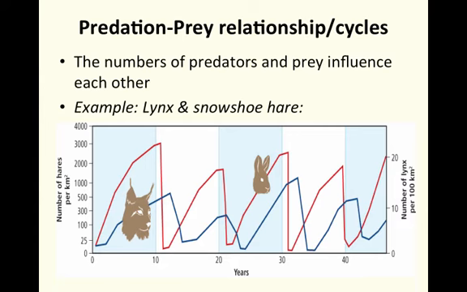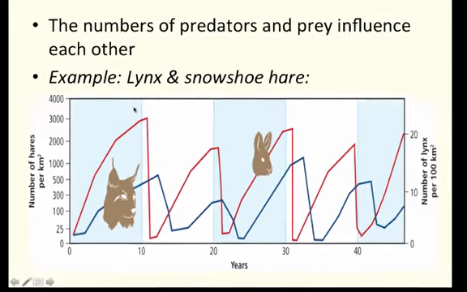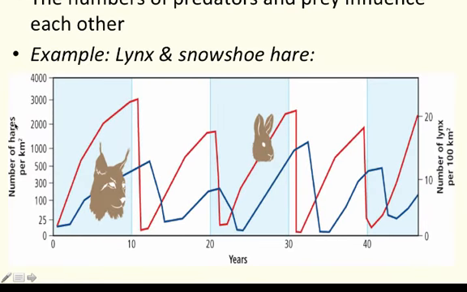So when we're looking at predator and prey relationships, we're looking at the numbers of predators and how that influences the prey, and vice versa. A common example that we look at here is the lynx and the snowshoe hare. This diagram shows, on the left-hand axis, the number of hares, and that is the red line that we see. On the right-hand axis is the number of lynx, and this is the blue line that we see.